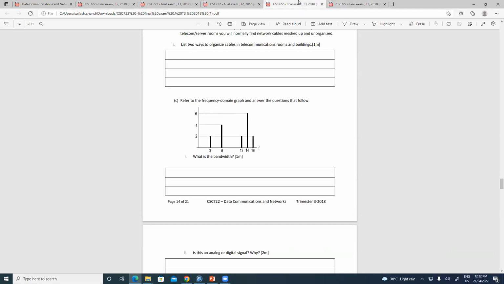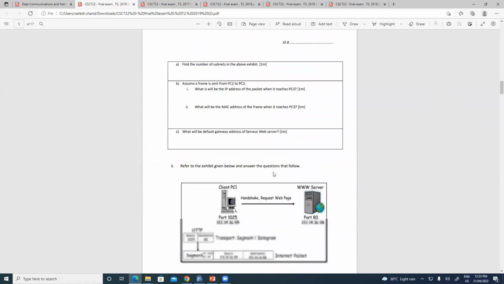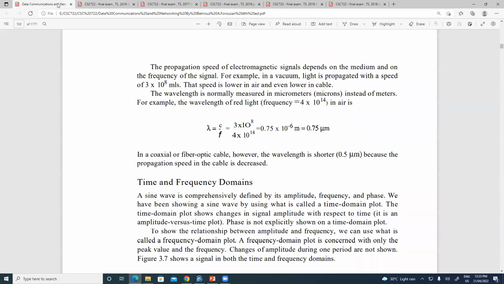This example here. Another one here. What will be the bandwidth in this case? So there is a difference of ten. So in this case, this will be 190, 180, 170, 160, and 150. So 150 will be the lowest. So 200 minus 150, and your bandwidth will be 50 Hz. Right? Yeah, these are maybe one or two questions there.